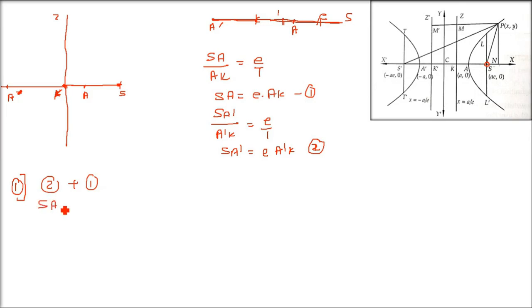Before this, I have to tell you one thing. Just let me write the equation and then I'll go back. SA plus SA dash equals, left hand side we are adding, now we are adding the right hand side, eAK plus eA dash K. So this SA and SA dash, now take this A and A dash. A is the point internally dividing, A dash is externally dividing.